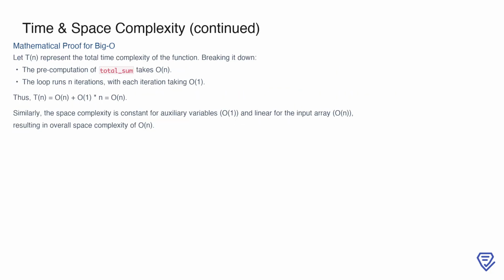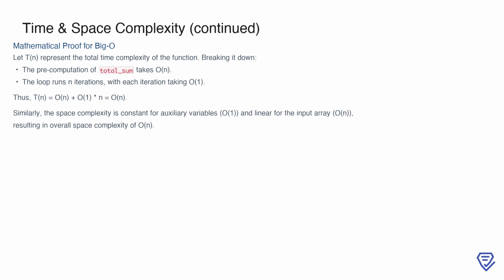To mathematically validate the time complexity of the function, we can define T(n) as the total time taken to process an input of size n. The pre-computation step, which calculates the total_sum, is an O(n) operation. The loop, which involves n iterations with constant work in each iteration, contributes O(1) * n, which simplifies to O(n). When we combine these two contributions, T(n) equals O(n) plus O(n) equals O(n). This confirms that the overall time complexity is linear. For space complexity, we consider both the auxiliary variables and the input storage.